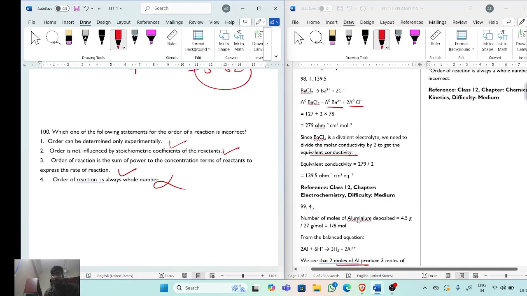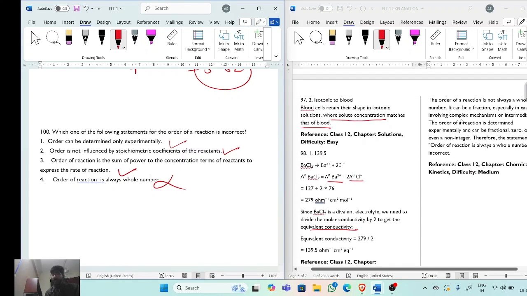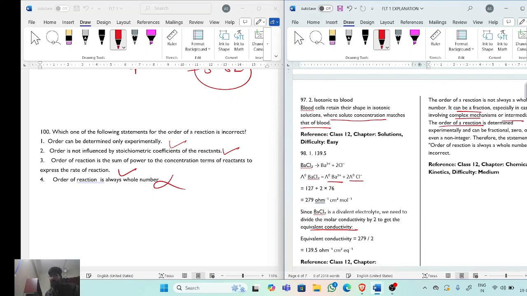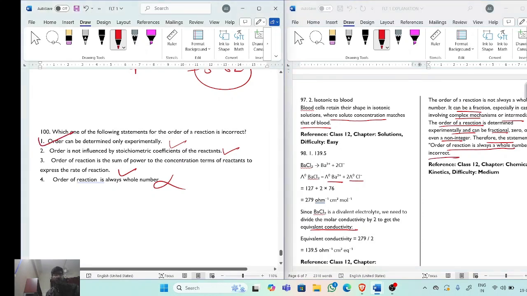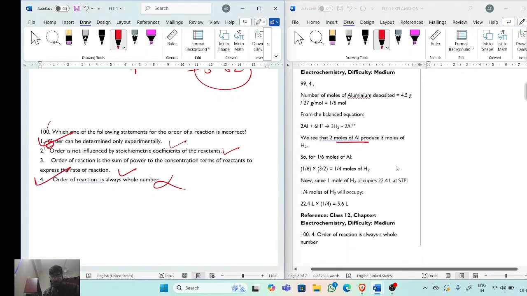So let's read the explanation. The order of a reaction is not always a whole number. It can be a fraction, especially in cases involving complex mechanisms or intermediates. The order of a reaction is determined experimentally and can be fractional, zero, or even a non-integer. Therefore, the statement that the order of a reaction is always a whole number is incorrect. So option number 4 will be our correct answer.